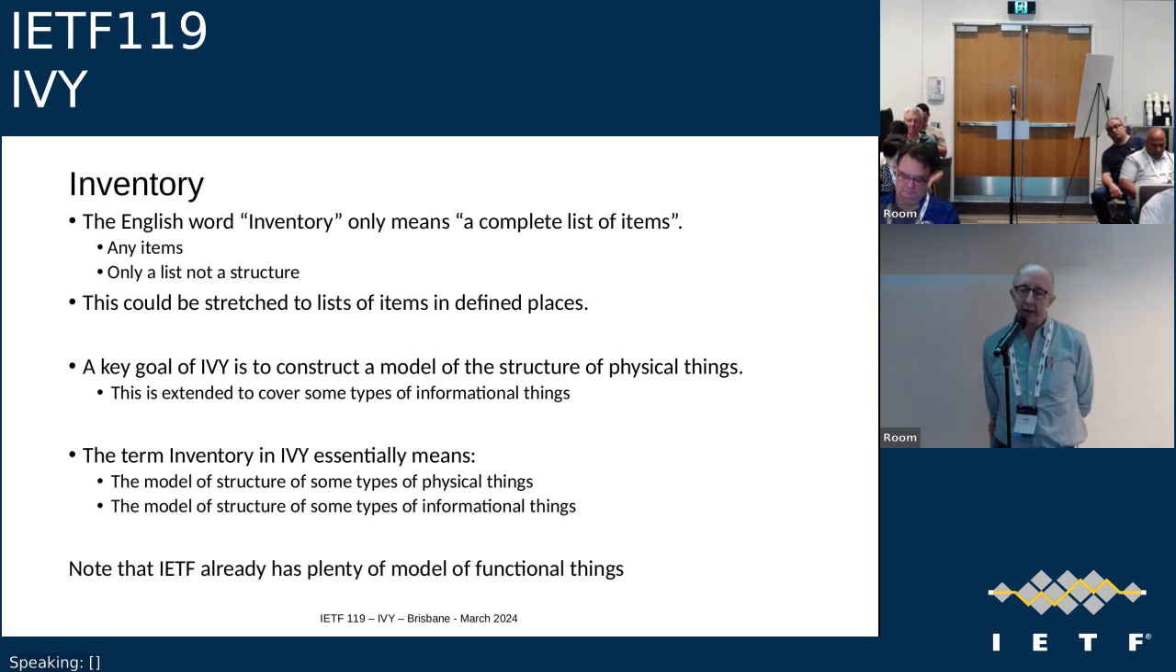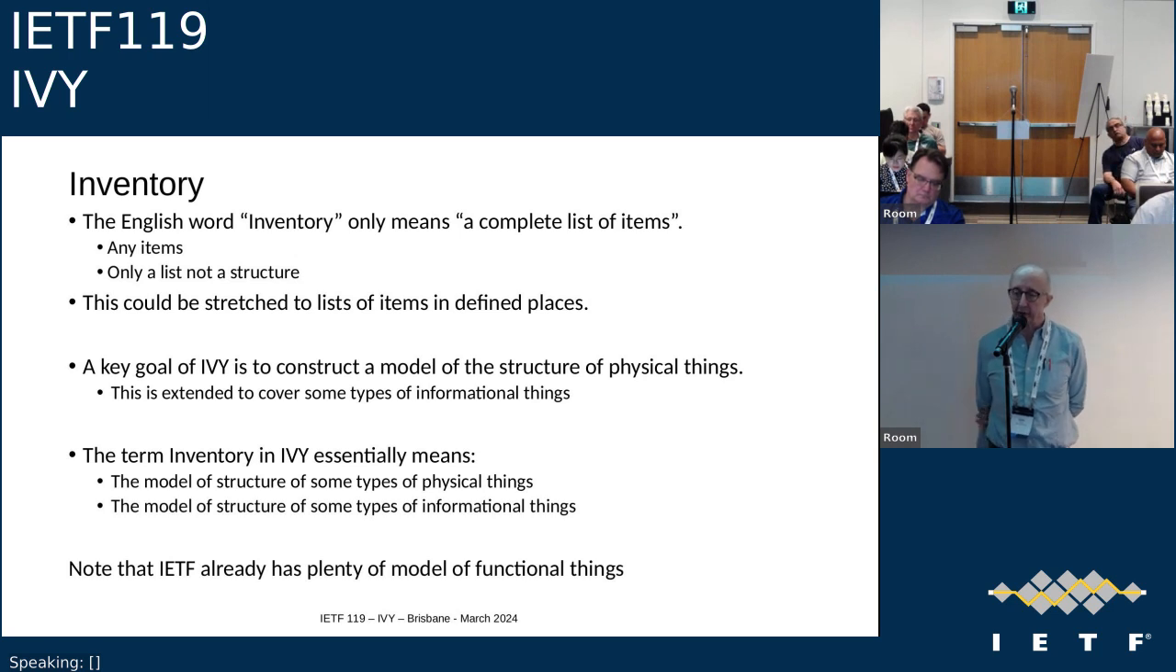Whereas in IVY, we're looking at structure of physical things. So although we put the word inventory on, it's slightly different to the general term. So we need to be very careful to define what we mean by inventory. It's not just a list of stuff. It's a structure of stuff. We're looking at physical things and some physical things, which I'll highlight in a minute, and some informational things. There's a boundary. We're clearly not doing inventories of spoons.